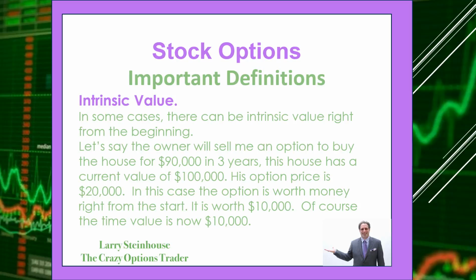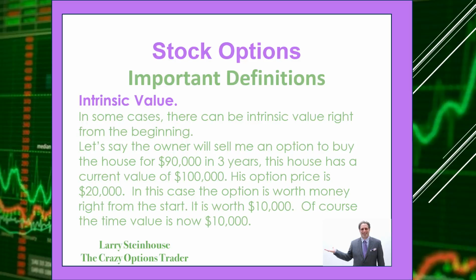Now, let's take a different scenario. Let's say the owner will sell me the option to buy the house for $90,000 in 3 years. Now remember, this house has a current value of $100,000. Now, his option price is $20,000. Now think about this. He's saying that he wants to sell me the option to buy the house at $90,000 for $20,000. So 90 and 20 is 110, right?